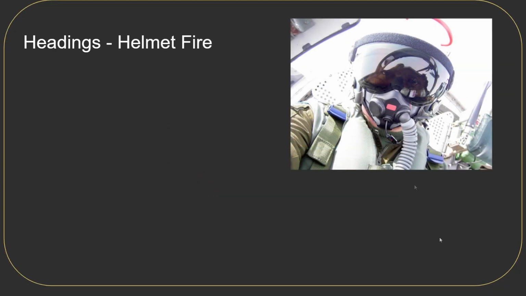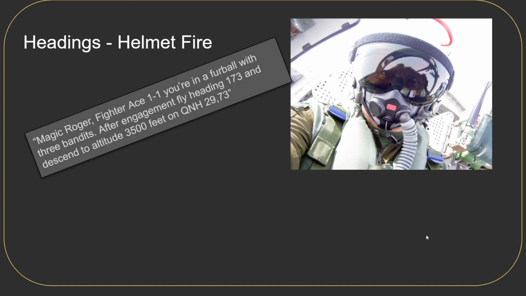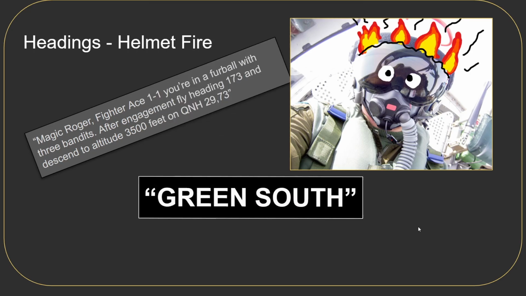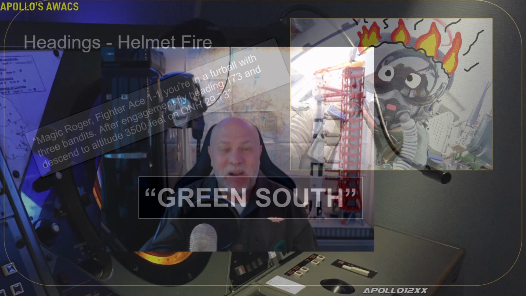Here we go. So headings and helmet fire, or rather to avoid helmet fire, well, yeah, this is me flying. And if I were flying in a dogfight or whatever, and I hear, Magic Roger, Fighter Ace 1-1, you're in a furball with 3 bandits. After engagement, fly heading 173 and descend to altitude 3,500 feet on QNH 2973. I would have helmet fire for sure. So what you should do is just take the information that you really want to give them, and that is green south. Okay, let's head over to the LotATC and see what we can learn there.